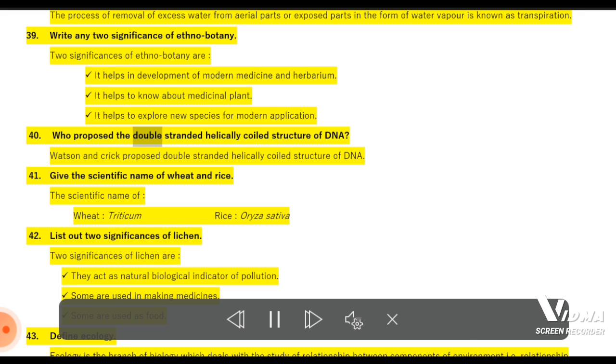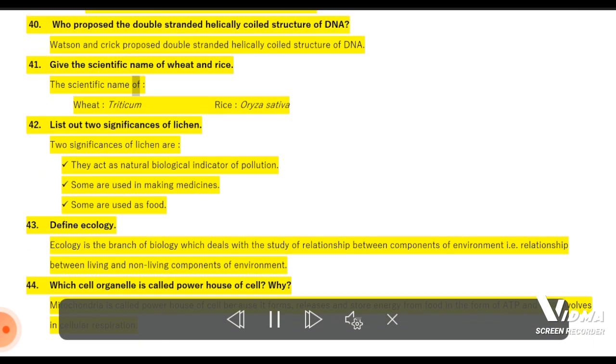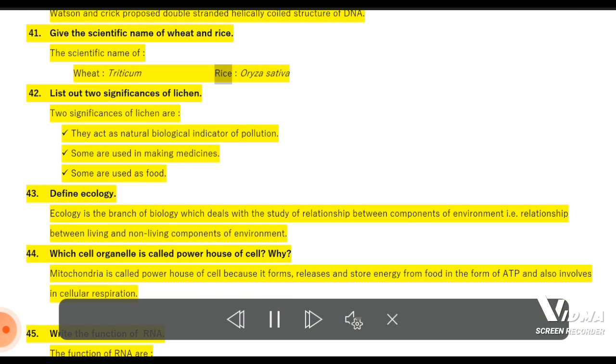40. Who proposed the double-stranded helically coiled structure of DNA? Watson and Crick proposed double-stranded helically coiled structure of DNA. 41. Give the scientific name of wheat and rice. The scientific name of wheat, Triticum aestivum; rice, Oryza sativa.